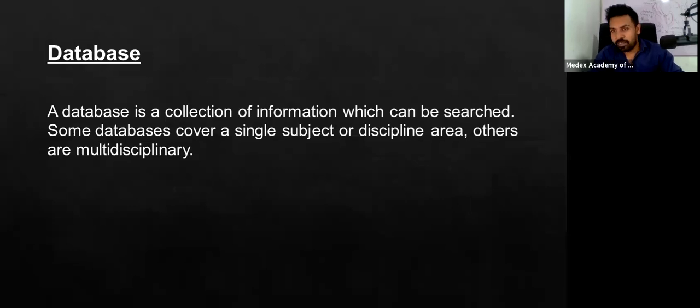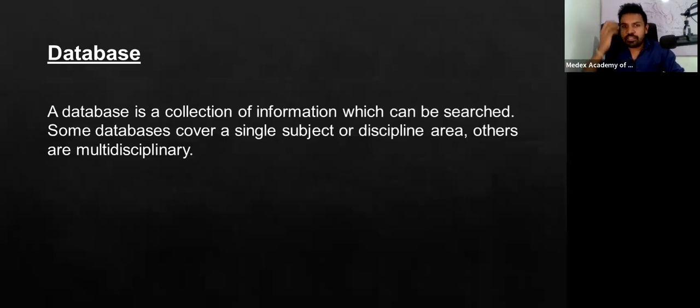Some are multidisciplinary. Then when you consider PubMed, it is related to medical search. What are you looking for? Databases related to medical searches. Again, PubMed is medical related research. Okay, so that is PubMed.